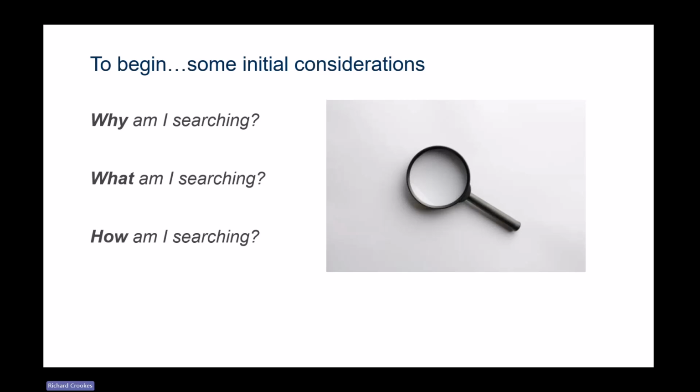So just to begin with then, some initial considerations in the context of a systematic literature search. So first of all, we need to consider, why am I searching? This almost goes without saying. What is the purpose for it? What is it in support of? Of course, you may be asked to find a certain range of articles. Maybe you're supporting a critical appraisal club. Maybe it's a general literature search, etc.